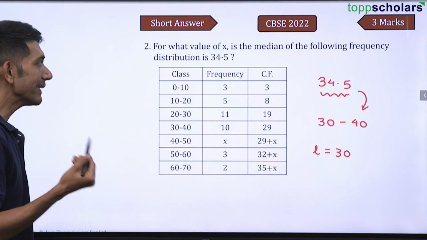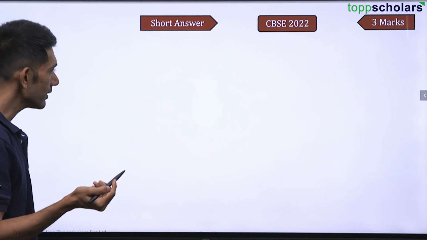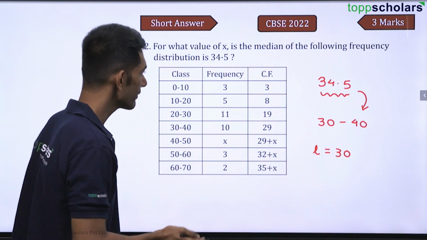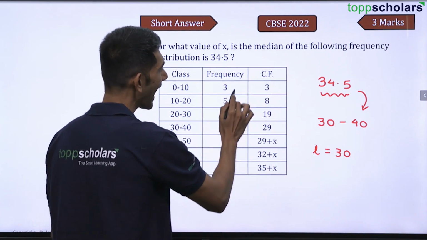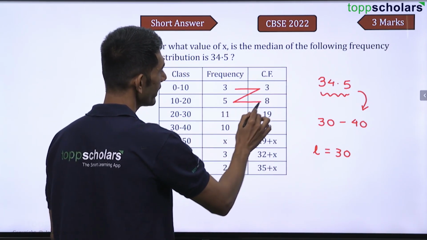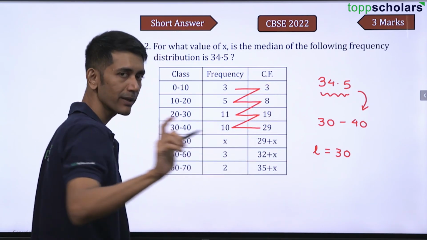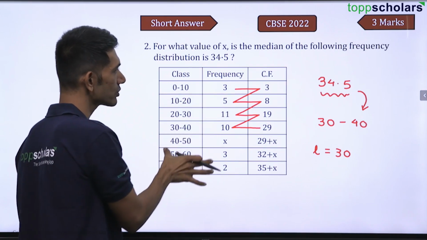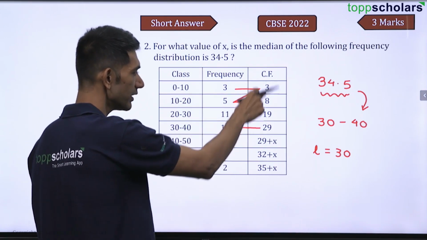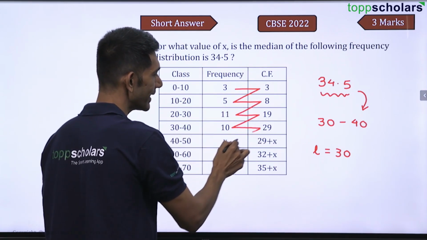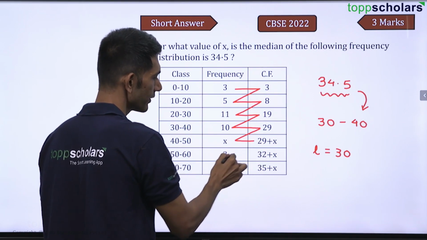But to find out the median, we also need the cumulative frequency. So how do we find out the cumulative frequency? Just by adding it. 3 plus 5 is 8, plus 11 is 19, plus 10 is 29. This column will not be given in the question. Only the first two columns will be given. This you are supposed to create. Then 29 plus x.